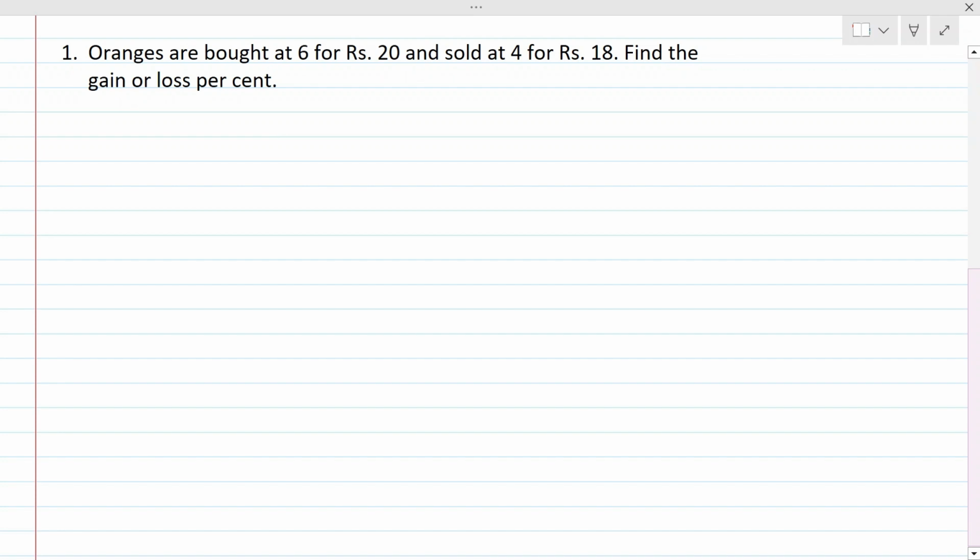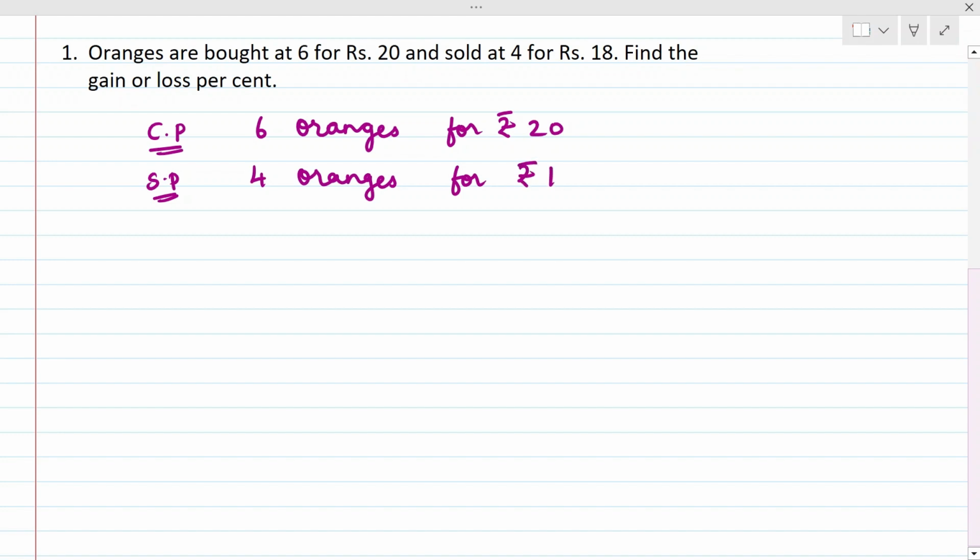So now, before writing the given data directly, we cannot write it. For that, what we are going to do: the cost price, CP, is 6 oranges. The shopkeeper buys 6 oranges for rupees 20. And SP, selling price, is 4 oranges for rupees 18.